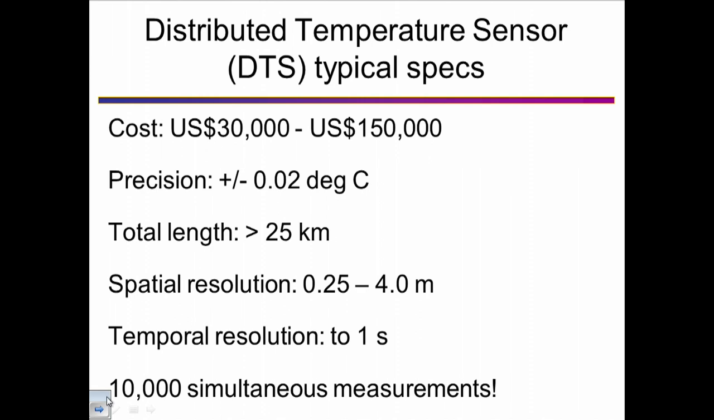It's on the order of 0.02 of a degree precision. We can go on the order of 25 kilometers. We can have spatial resolution down to about 25 centimeters, temporal resolution to about 1 second, and we can therefore take tens of thousands of measurements across those important spatial scales.